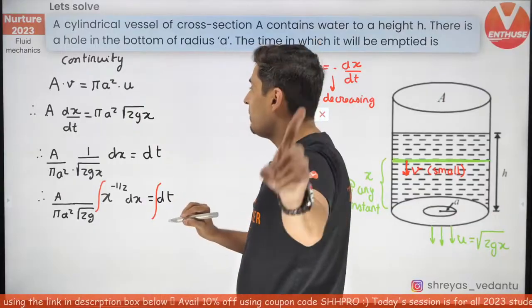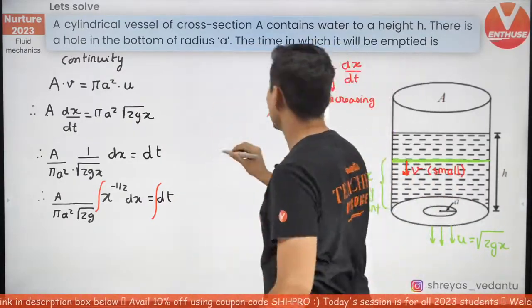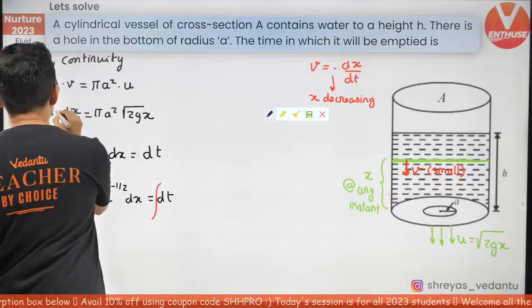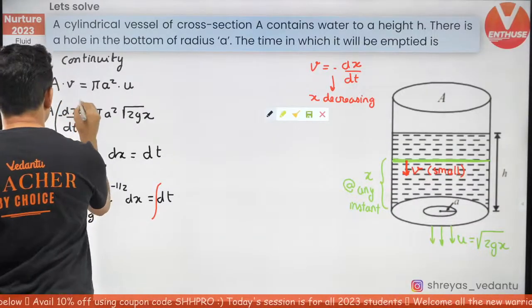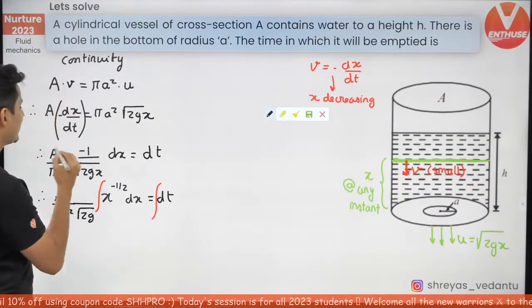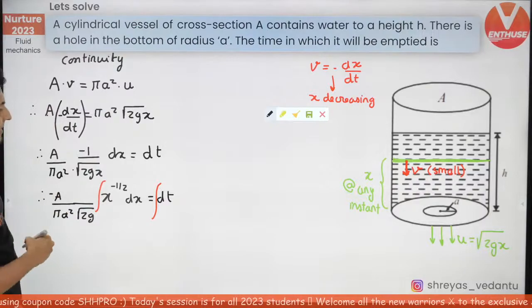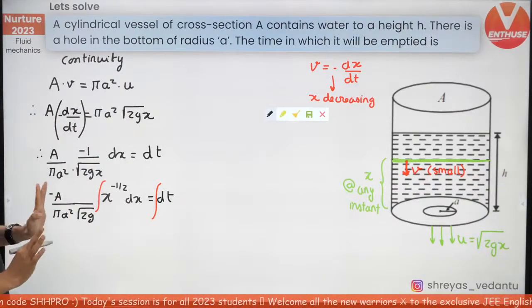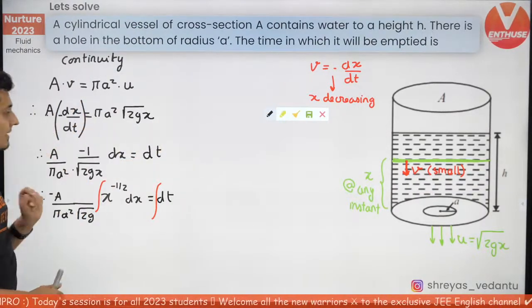Oh, there is one mistake. I had to put that minus sign. So let's just put that minus sign as well. So we'll have minus here. We'll also have minus here. So we'll put that minus sign because v was minus dx by dt.